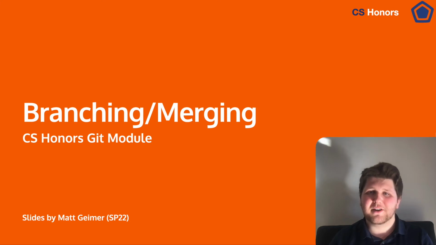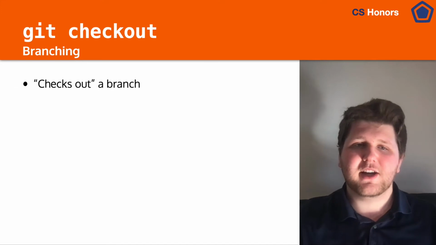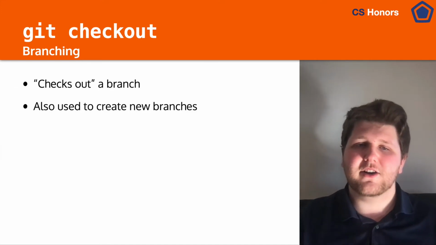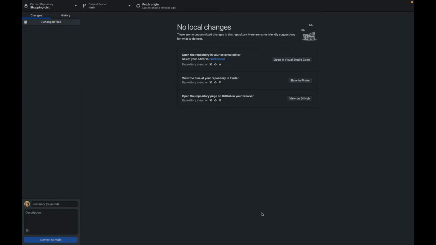In this video, we'll be talking about how to do all the stuff with branching that we talked about before, except in GitHub Desktop now. So yeah, as we talked about last time, Git Checkout allows you to check out a new branch and also create new branches. So let's take a look at how that looks in GitHub Desktop.